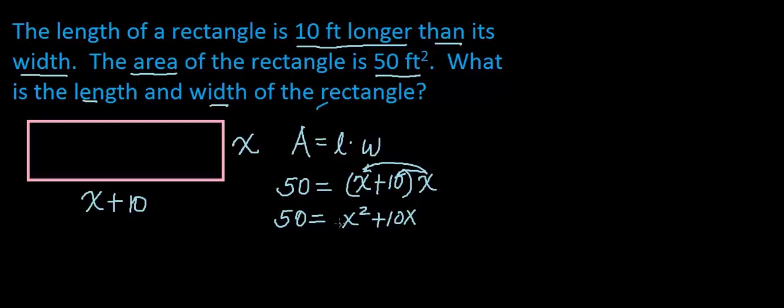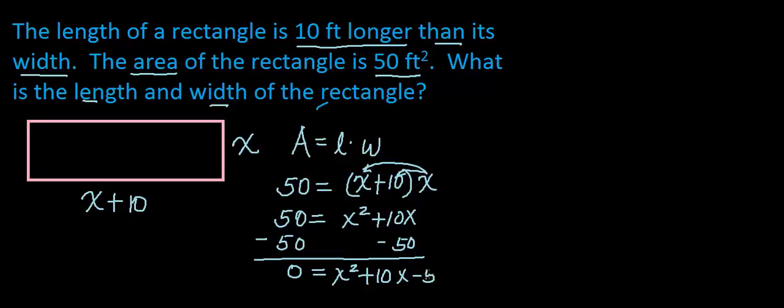Before I do that, I want to gather all my terms on the same side of the equal sign. So I'm going to subtract 50 on both sides. That way, I end up with 0 is equal to x squared plus 10x minus 50. And now I have this quadratic function, which you can try to solve by factoring. We always try to start solving by factoring because it's the fastest, easiest method. I already know this doesn't factor, so I'm going to use the quadratic formula.